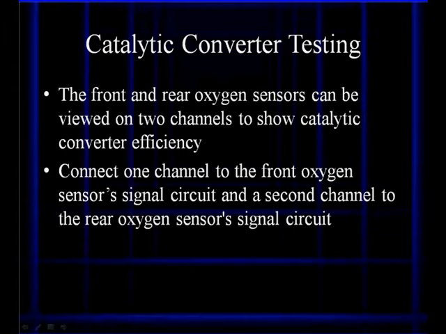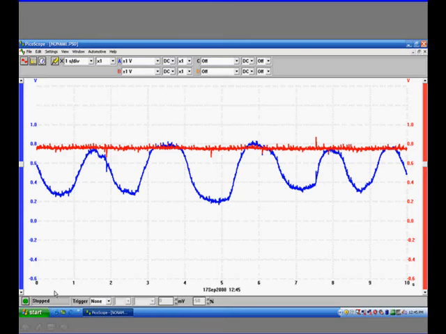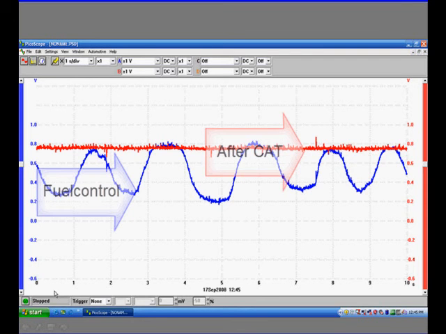Catalytic converter testing: the front and rear oxygen sensors can be viewed on 2 different channels to show catalytic converter efficiency. You're going to connect one channel to the front oxygen sensor signal circuit and the second channel to the rear oxygen sensor signal circuit. And we're going to see that same waveform we saw earlier. And what you're looking at now is what the computer looks at for the catalytic converter monitor.